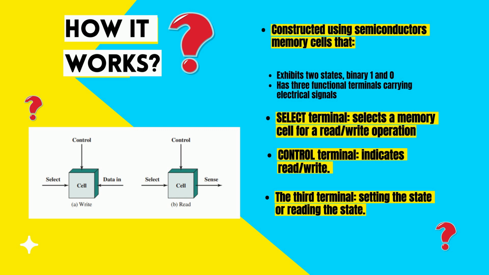For example, in the scenario where a read operation is indicated by the control, the terminal communicates or rather reads the current state of the selected memory cell. Conversely, in the scenario of a write operation being indicated, the terminal updates or writes the new state of the selected cell.